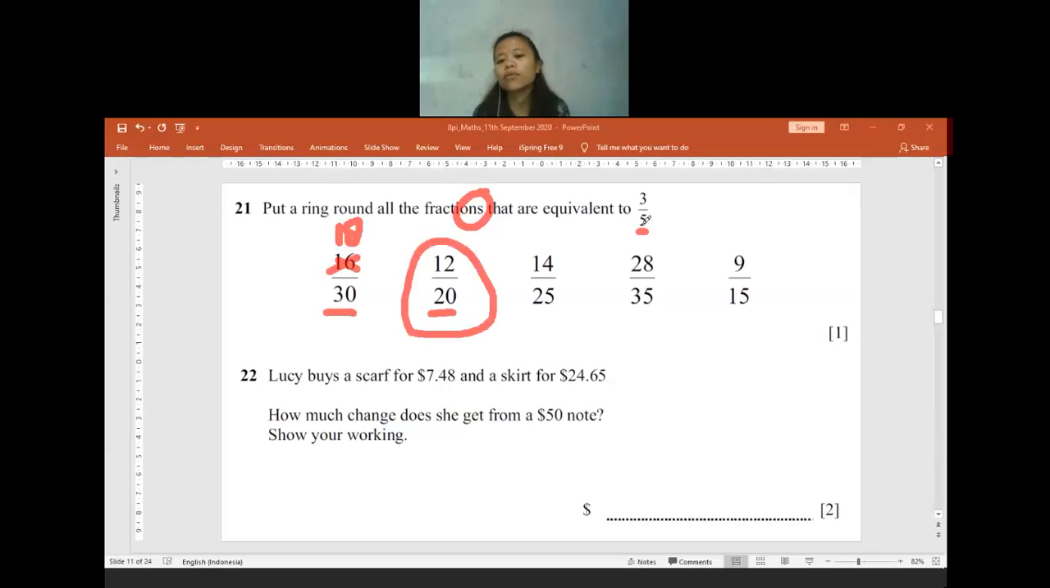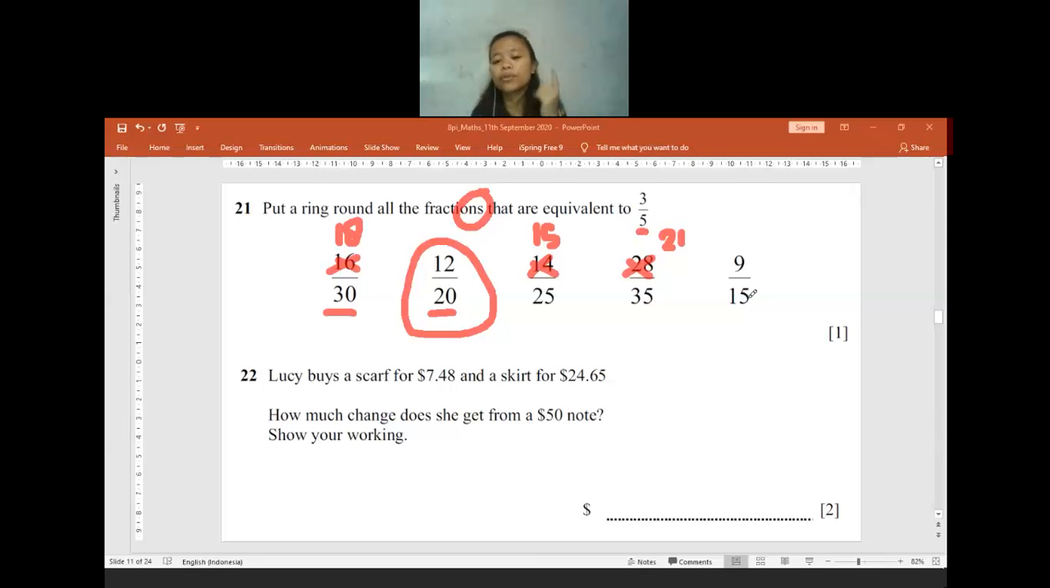So we put a circle on this one. For the third one, from 5 into 25, we need to multiply by 5. And then the numerator, we multiply by 5 also. 3 times 5, the answer is 15, not 14. So wrong. And then for the next one, we have 35. We need to multiply by 7. And the 3 we multiply by 7 also. 3 times 7 equals 21, not 28.